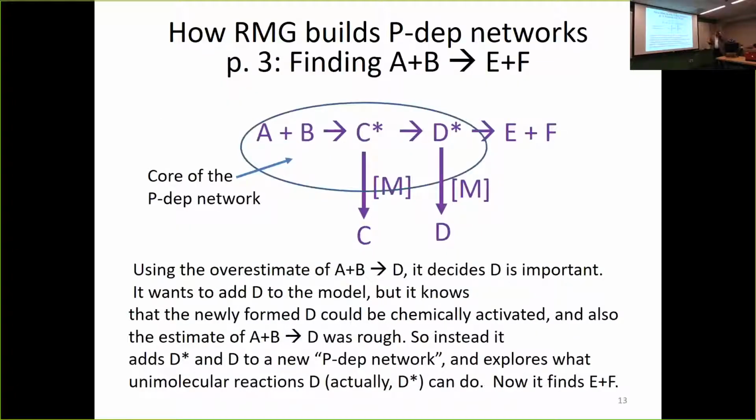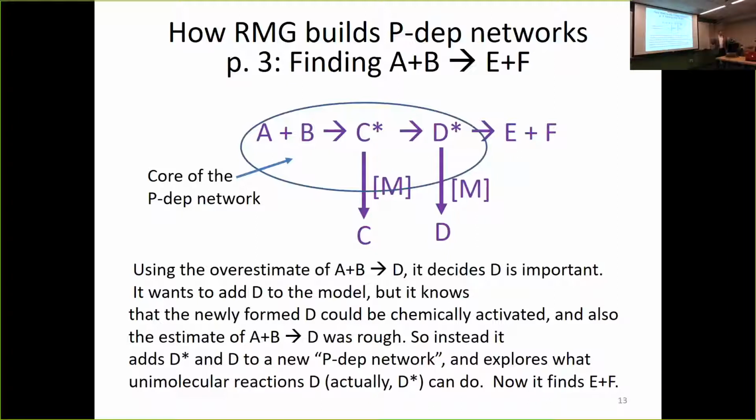So suppose I do the evaluation, and with that overestimated value of K, D is still important. Then I have to put D star in explicitly and figure out what D star can do, just like I did with C star. And I grow the core of this PDEP network, and I add in that D star can be stabilized, and I add in other reactions to D star, for example. It might fall apart to D plus F. And now I can solve this PDEP network to give estimates of A plus B goes to D, a better estimate for that, and an estimate for A plus B goes to E plus F. And actually I'll get better numbers for going to C as well by doing this.